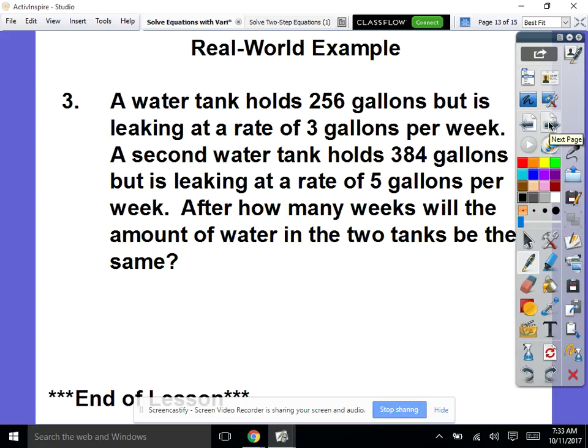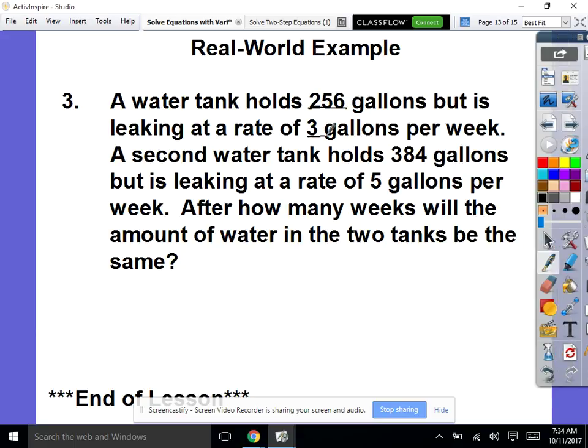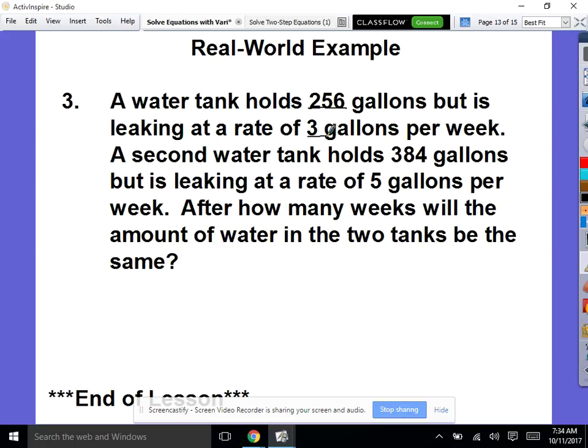And last question, a water tank holds 256 gallons but is leaking at a rate of 3 gallons per week. So the first water tank equals 256. Leaking means it's going away, minus 3g. The second water tank holds 384, but it's leaking at a rate of 5 gallons a week. So 384 minus 5g. After how many weeks will the amount of water in the two tanks be the same?